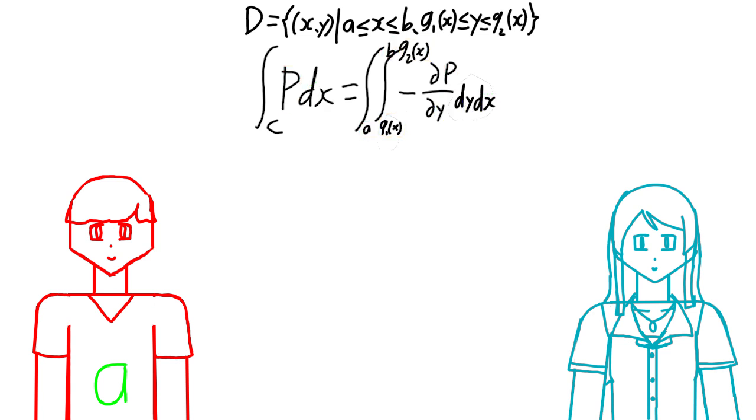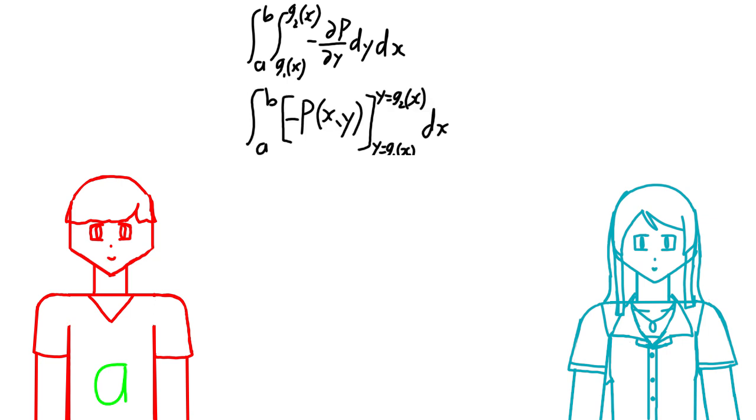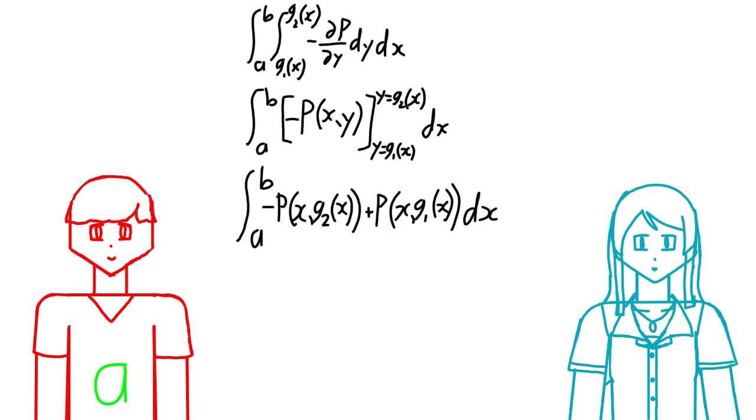Let's try tackling the first one. First, try calculating the right-hand side of the expression. Okay, using the fundamental theorem of calculus, the middle part is just negative P of x, y, where y ranges from g1 of x to g2 of x. So substituting the bounds in, we get that it's equal to P of x and g1 of x minus P of x and g2 of x. Okay, stop. That's all we need.